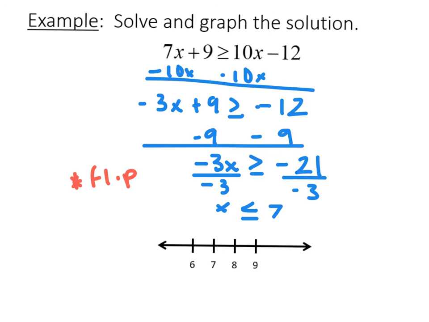Now the last part is I just put it all together. So I put my closed circle at positive 7, and I point my arrow to the left.